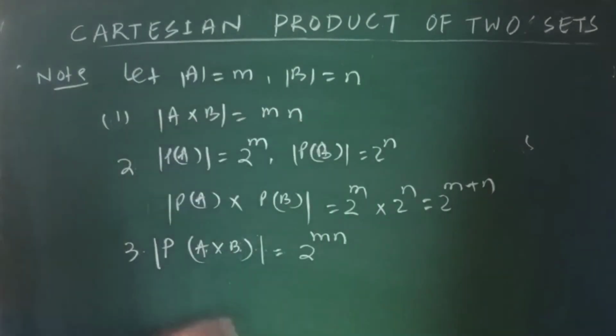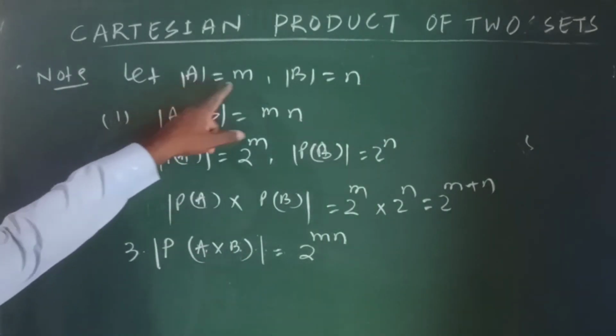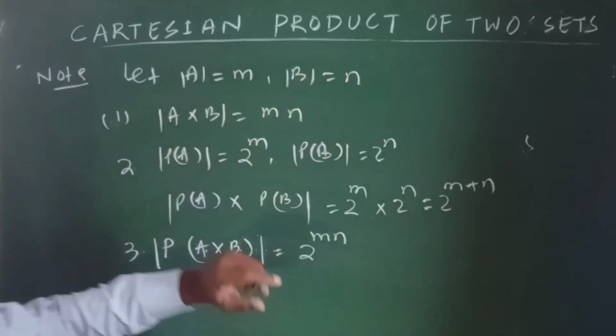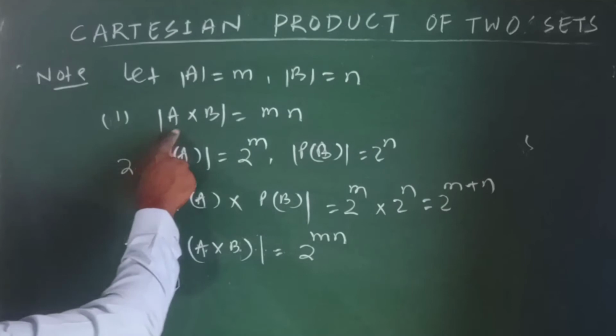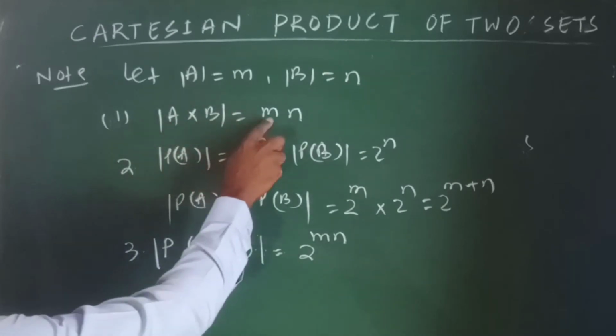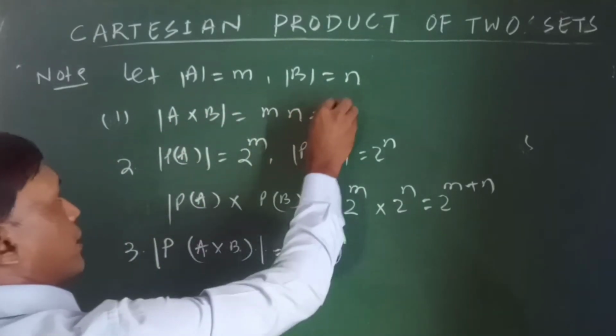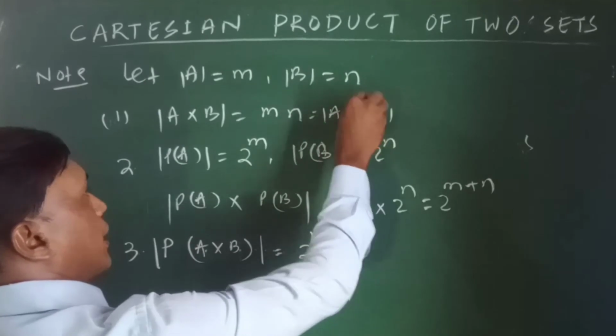The important notes: suppose set A has m elements and set B has n elements. The cardinality of A is m, the cardinality of B is n. Then the cardinality of A cross B, the product set, is m into n. That means this is the cardinality of A into the cardinality of B.